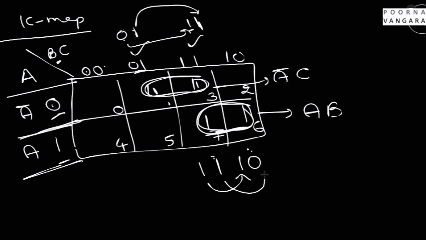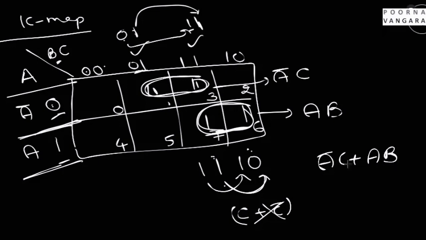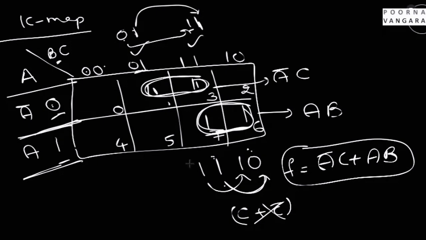And C is maintaining 1, and in the next cell it is maintaining 0. So the C variable is differing, I mean C equal to 1 and C equal to 0. So again you have C plus C bar kind of thing, so you can eliminate it. You need not write that C term here. Whatever variable changes its value in the group, you can eliminate that variable in the respective product term. So the final answer is the summation of these two terms, A bar C plus AB. F is equal to A bar C plus AB. This is the final minimization of the given Boolean expression.